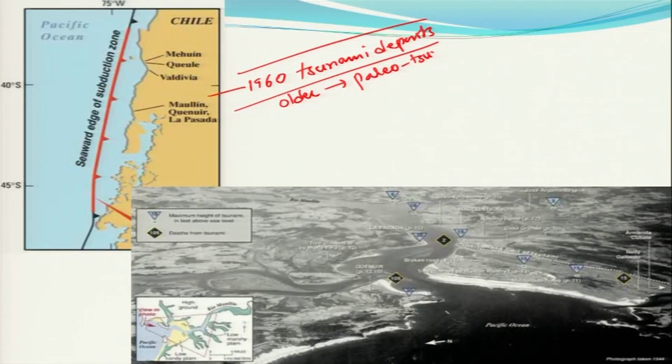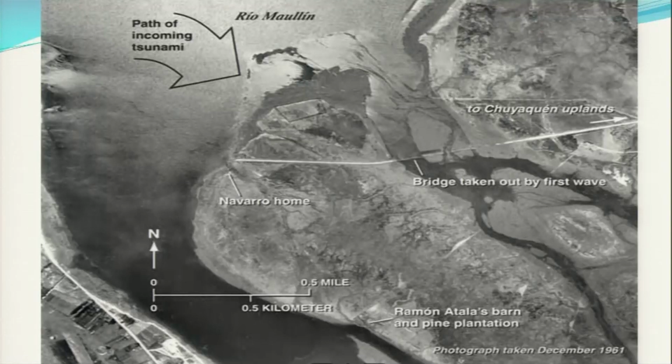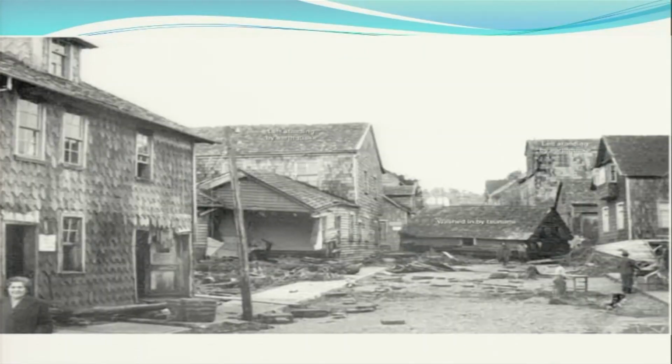So these are some satellite pictures which were taken just after that, and which show the path of the incoming tsunami. And this bridge was destroyed by the first wave which entered the Maulin area. So these were the pictures from the town of Maulin.